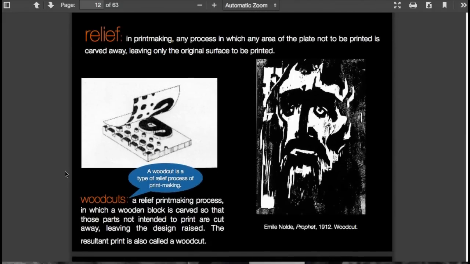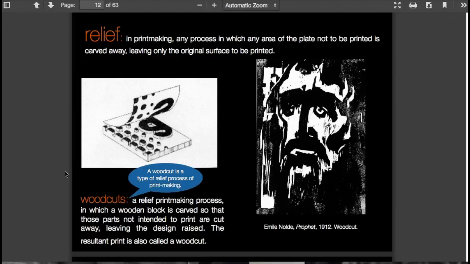Okay, so we want to talk about relief printmaking, and so this is a printmaking process. We're going to talk about relief, we're going to talk about intaglio, and we're going to talk about lithography and silk screening. So those are the four main methods we're going to look at. And under relief, there's a couple different subcategories.